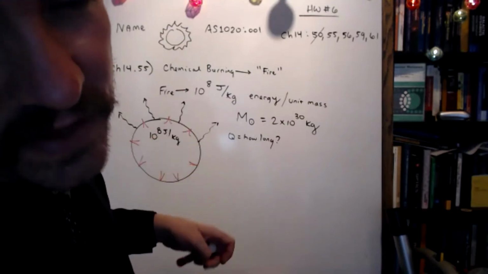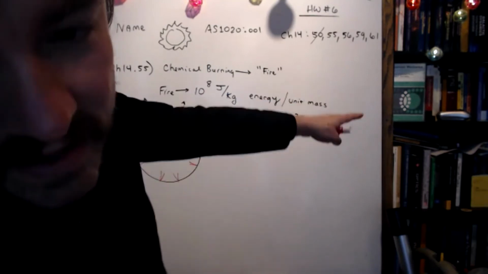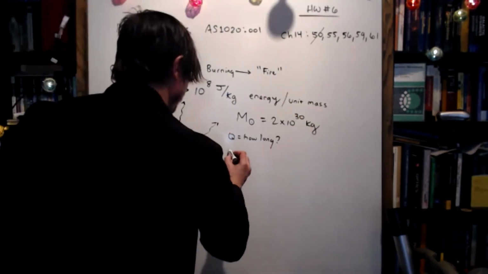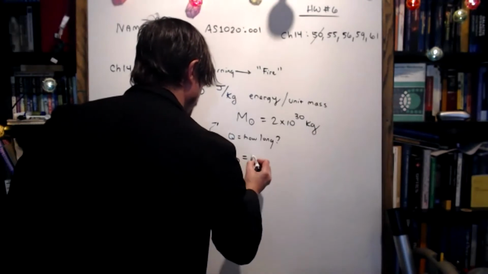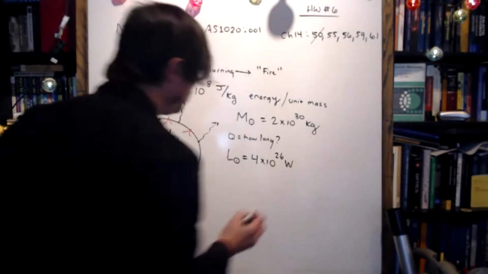Look at the fixed dimensions of the sun from your lecture notes today. Wyatt's got it, the luminosity. Very good. And the luminosity is 4 times 10 to the 26 watts.